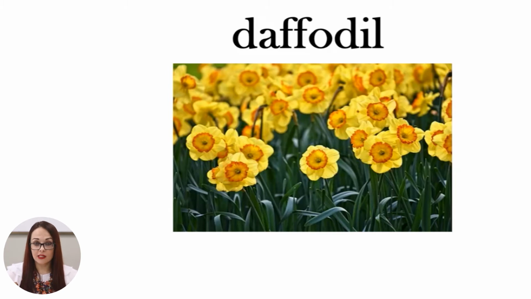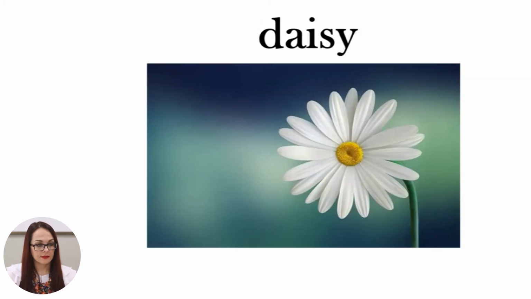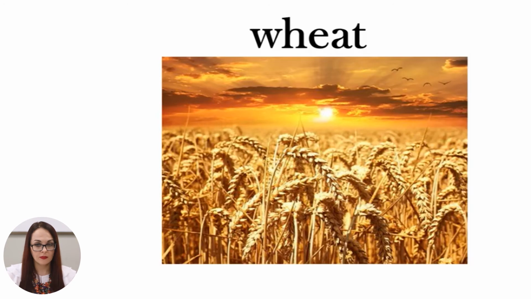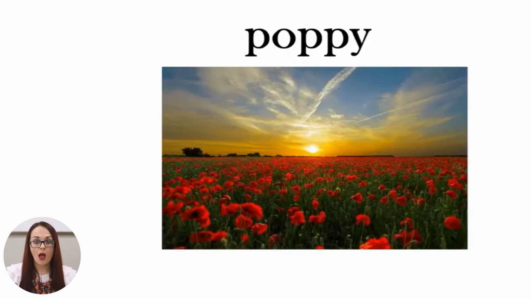The first word, daffodil. There are many daffodils in spring. Next word is daisy. Daisies are the flowers that make the fields and meadows be filled with amazing fragrance. Wheat. We have many wheat fields that farmers grow with love and care. Poppy. There are beautiful legends about poppies. I encourage you to search for them and find out.